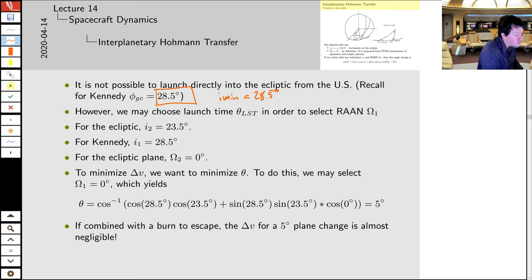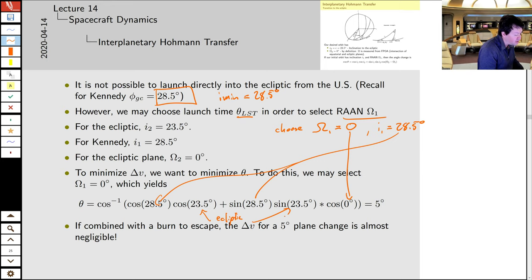Right. We can choose our launch time to achieve any right ascension. So we could choose, let's say, omega 1 equals 0. Choose our I1 equals 28.5 degrees. And so we just plug those numbers into the formula here, right? So there's no change there. That plugs in there, plugs in there. We get these from the ecliptic, right? And so we calculate that number, and it's a 5 degree plane change. So not a huge plane change if we do things correctly.